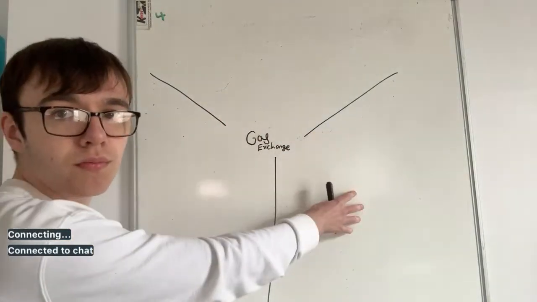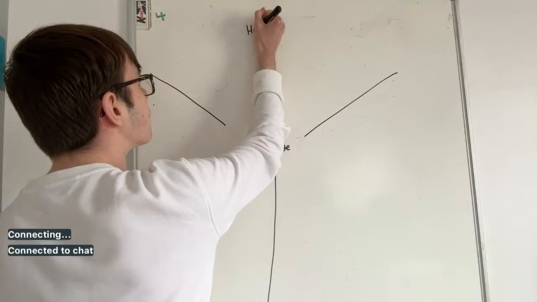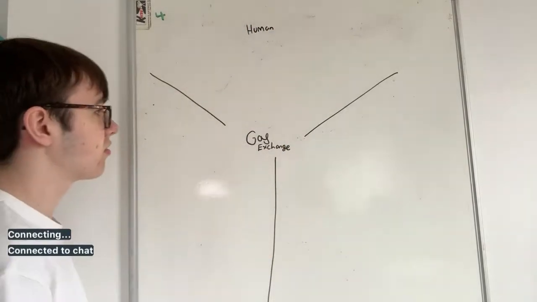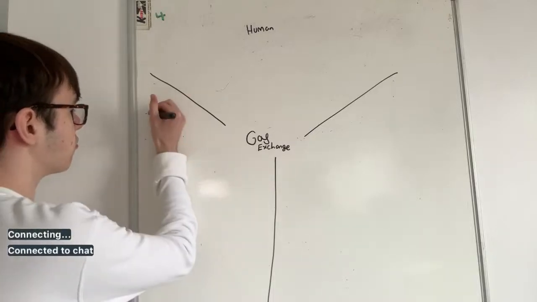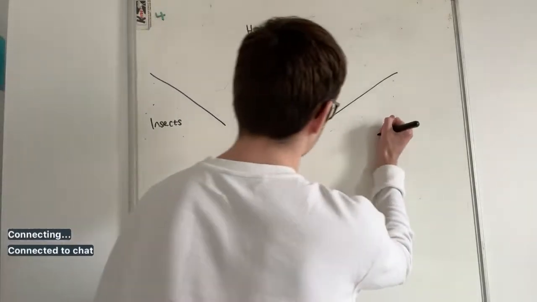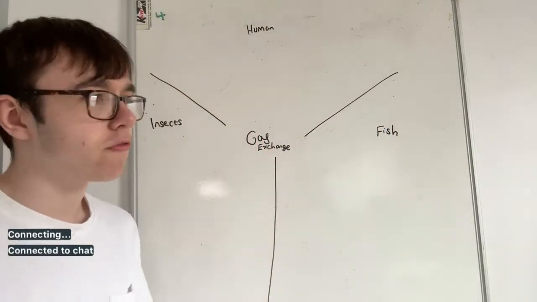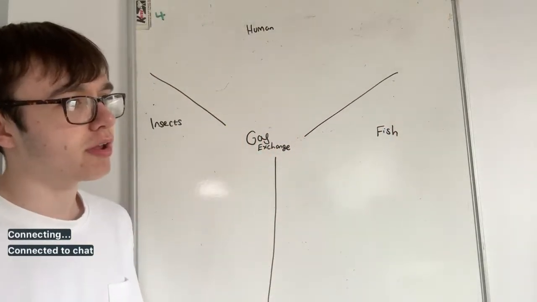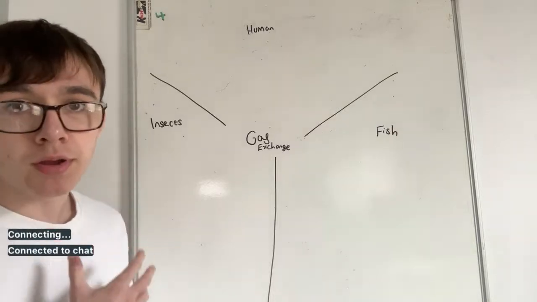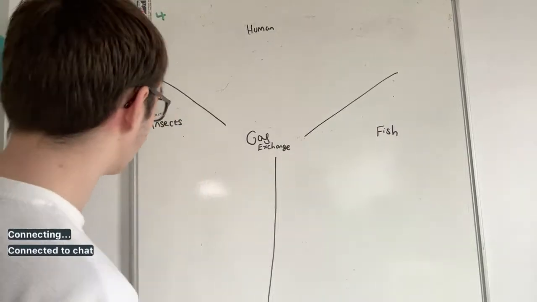We'll do human here, and then here we'll do insects. Here we'll do fish. Now, what I'm going to do first and foremost is just try and remember as much as possible from my own knowledge, and then anything that I don't know, we'll go over, okay?